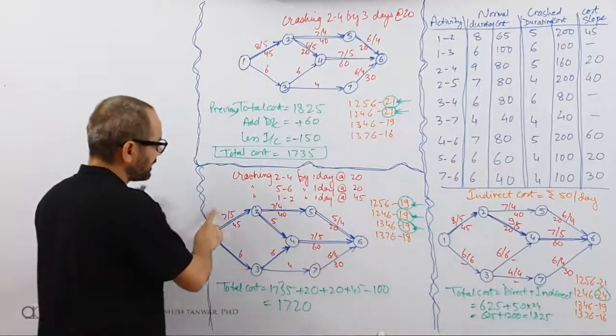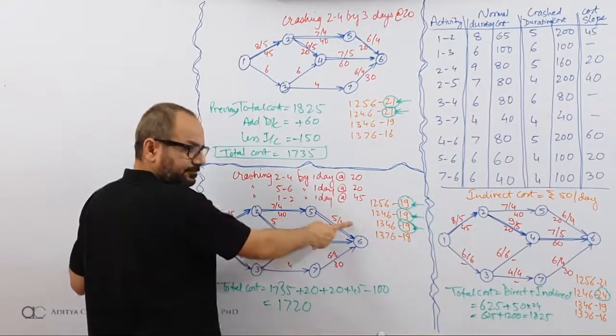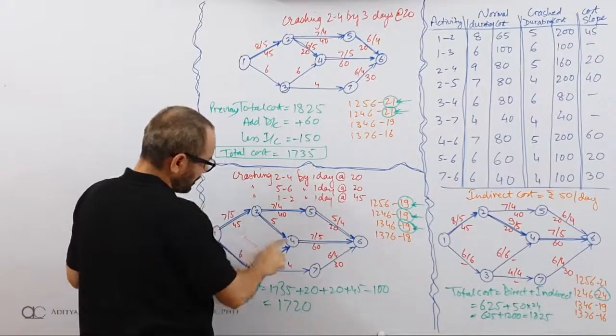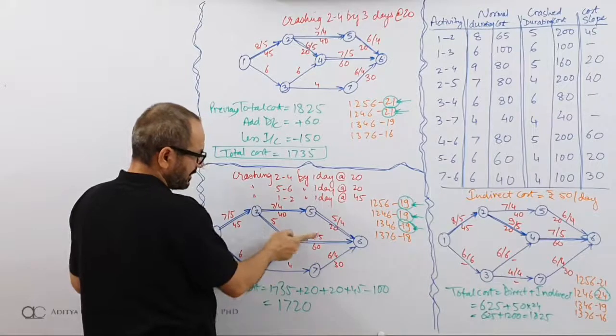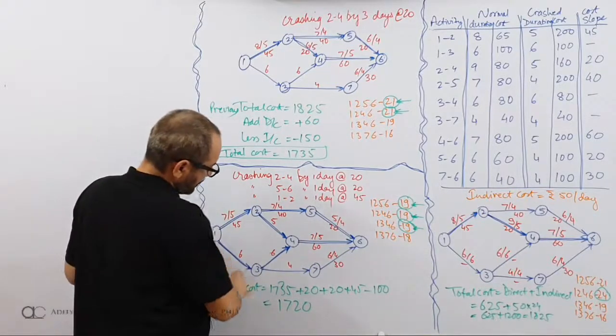Let us check. Can I save one day on this path? I can save 2 over here, 3 over here, 1 over here. I only need one day. Can I save one day on this? 2 days available here, 2 days available here. Yes, we can save. Now what about this path?